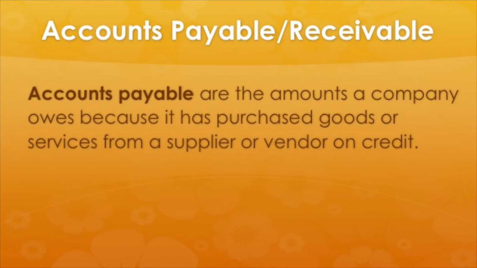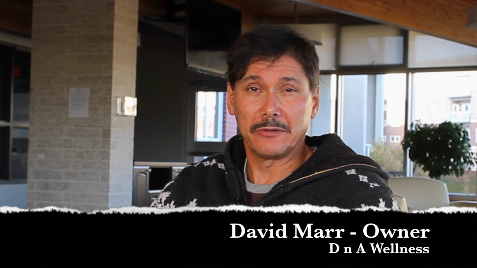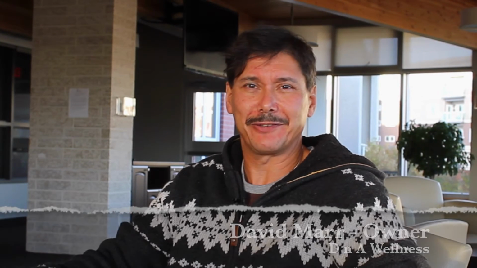Accounts payable are an amount a company owes because it has purchased goods or services from a supplier or vendor on credit. Accounts receivable are the amounts a company has the right to collect because it has sold goods or services to a customer on credit. Always remember, accounts payables are liabilities and accounts receivables are assets.